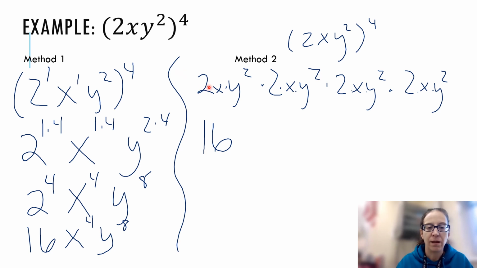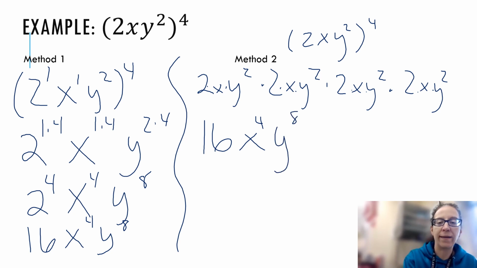X times x times x times x. Now here we have to engage a different law. Y squared times y squared times y squared times y squared. Well, that's 2 y's, and then 2 more y's, and then 2 more y's, and then 2 more y's. How many y's am I going to have there? Y to the 8th.